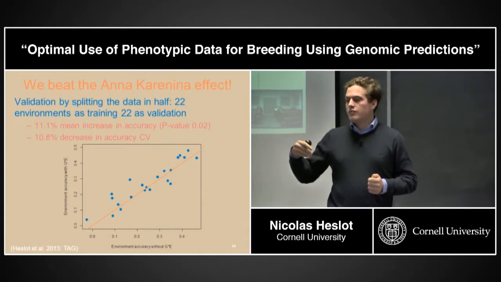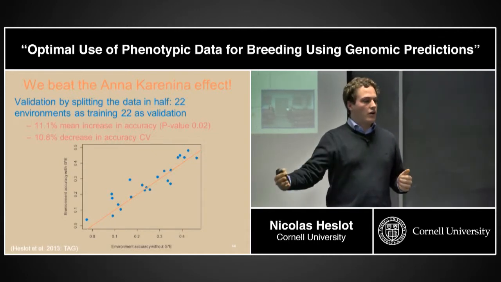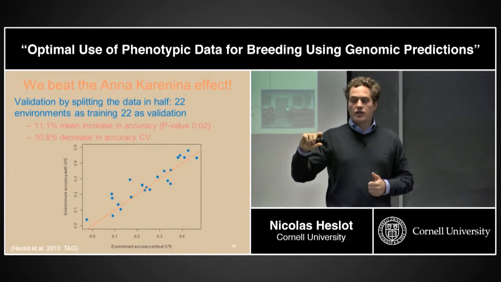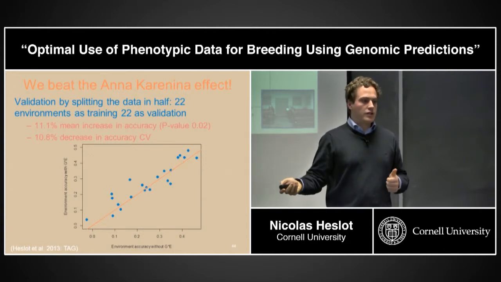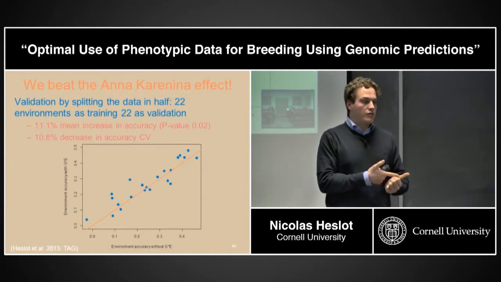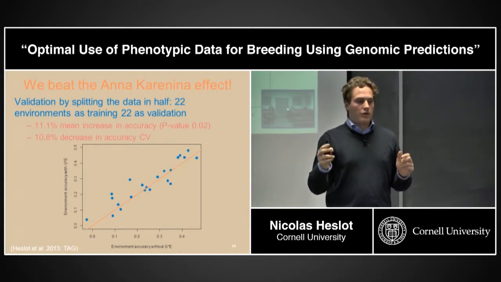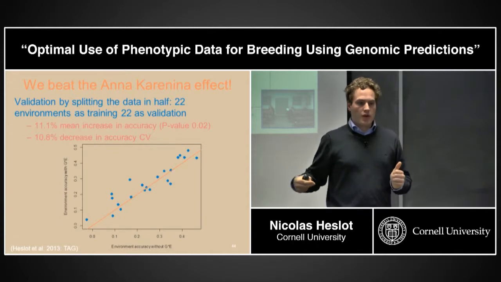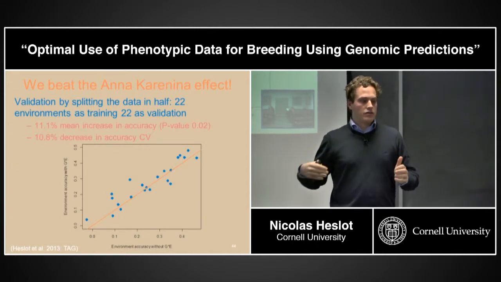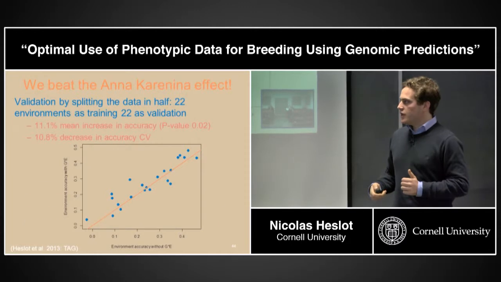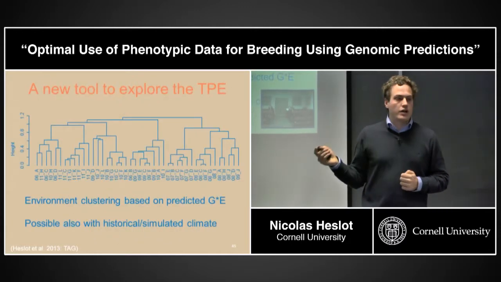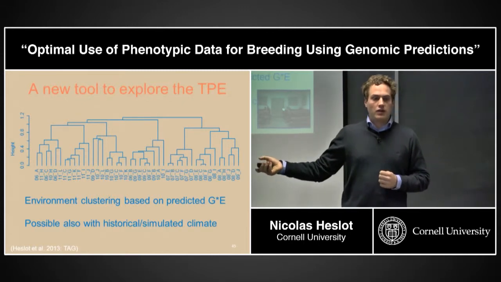Because we can predict G by E for any environment given weather data, we can predict G by E for any number of genotypes and use that to calculate the genetic correlation between pairs of environments. And we can do that for environments with phenotypes, but also for what we call virtual environments that we have simulated using climate change models or using historical data to try to get a better sense of the TPE. And it's what we did here, only for the environments for which we had phenotype data.